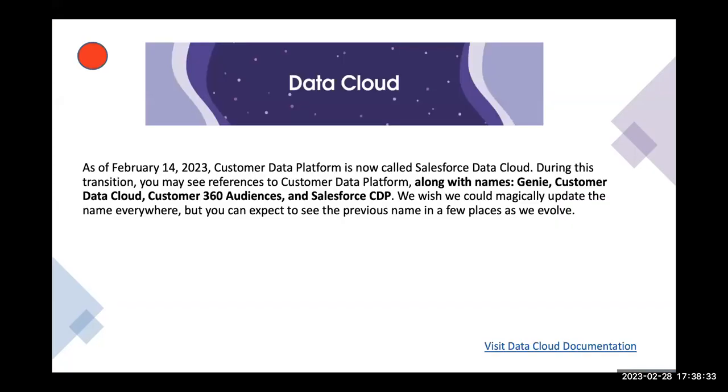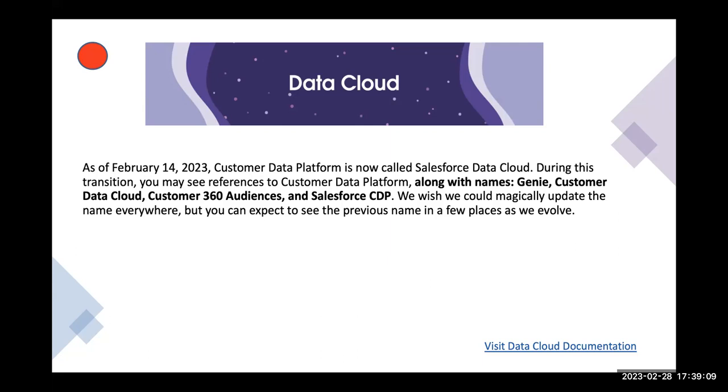I'm not sure how many of you joined my last session, but I would like to give a brief about Data Cloud. This has been renamed. Of course, we know a lot of names have come up over the last couple of months. Starting from Dreamforce, Genie was introduced. After that, we had Customer Data Cloud, Customer 360 Audiences, and Salesforce CDP. These are some of the common names we heard over the last couple of months, but now these have been erased and it is kept as Salesforce Data Cloud. This was introduced on Feb 14th of 2023.